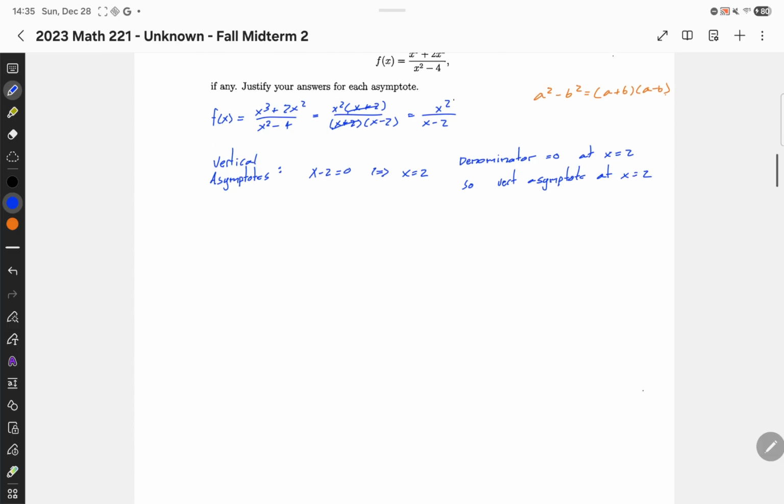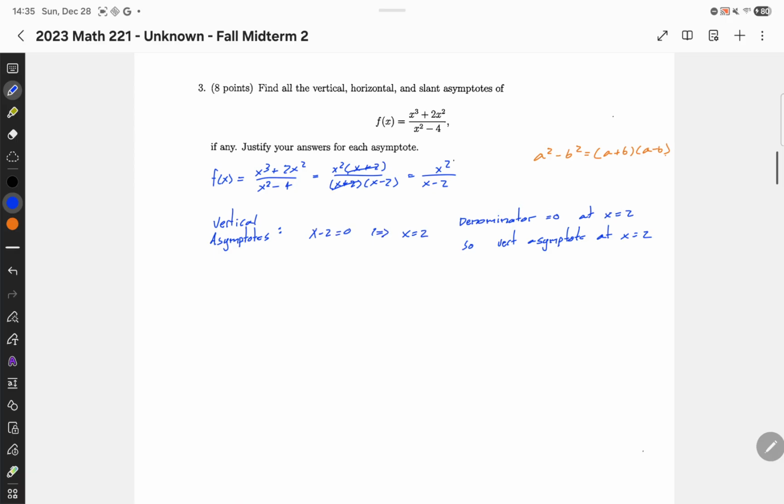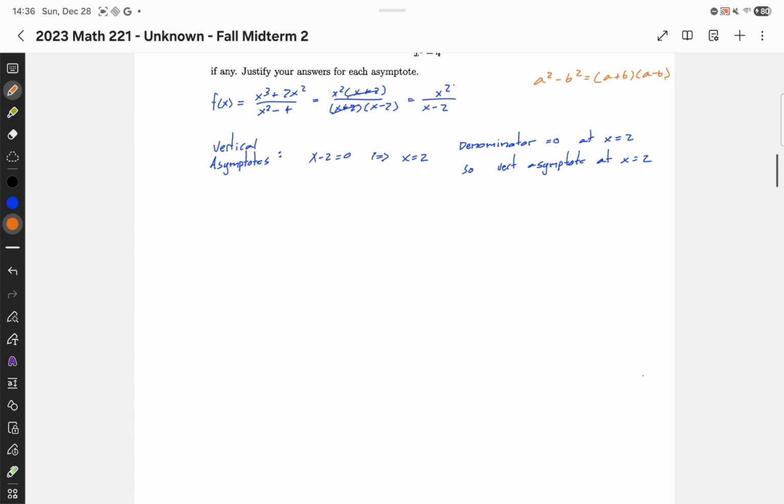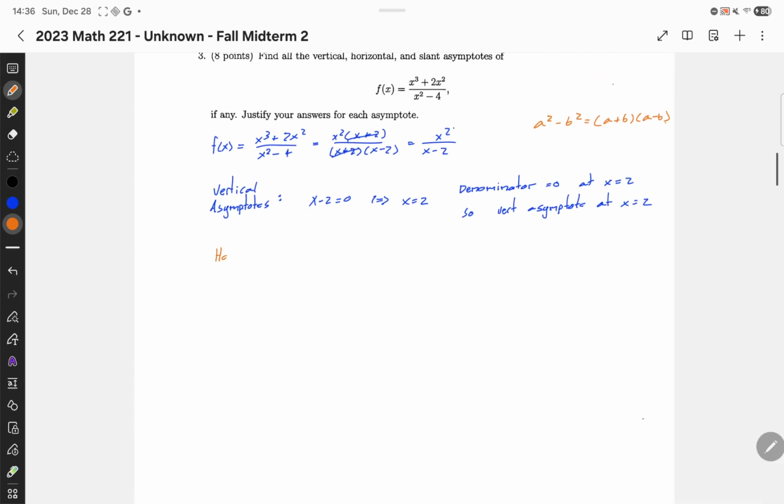And next up, for horizontal and slant asymptotes, the way we check for those is, remember, you have one or the other. You can't have both a horizontal asymptote and a slant asymptote, at least going in the same direction. So the way you check for these is you look at the degree of the numerator and the denominator. So to have a horizontal asymptote, the degree of the numerator has to be equal to the degree of the denominator.